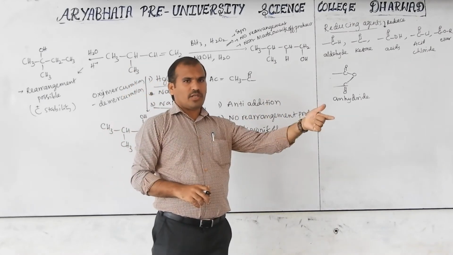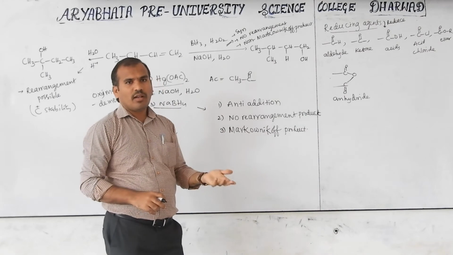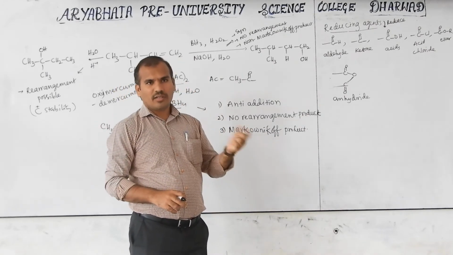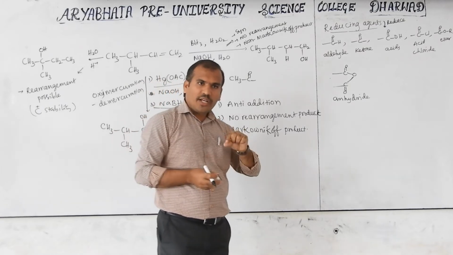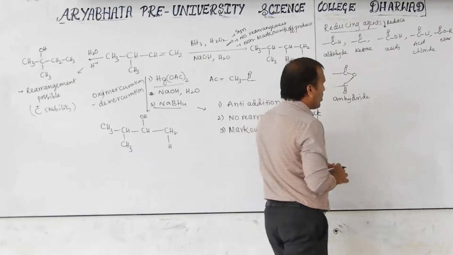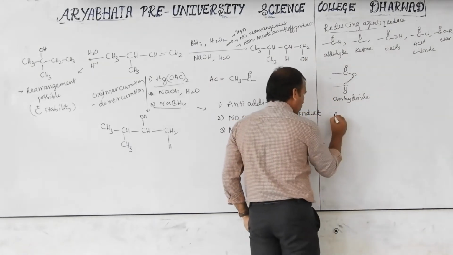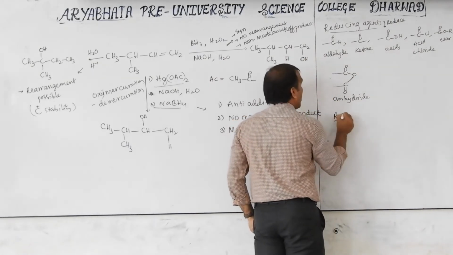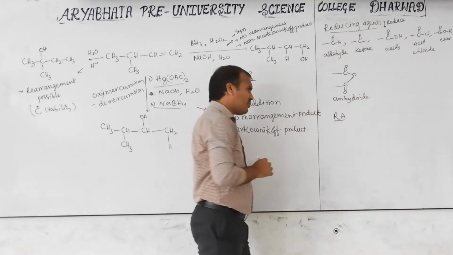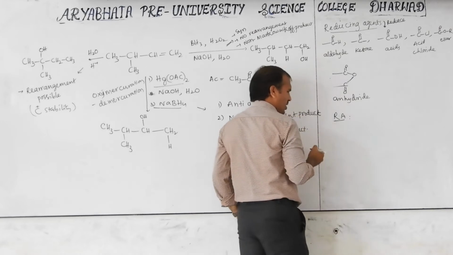It gives hydrogen. Hydrogen addition is called reduction. Removal of hydrogen is called oxidation. Now what we are going to do is addition of hydrogen, that is called reduction. So we have to know a few reducing agents. R means reducing agent. So what are the reducing agents given in our syllabus?